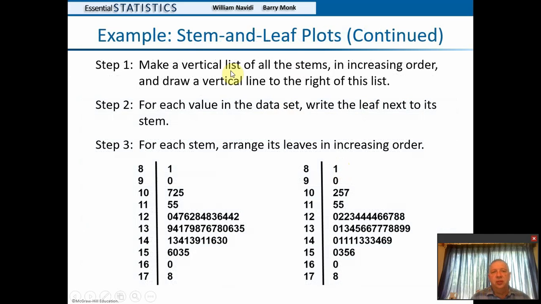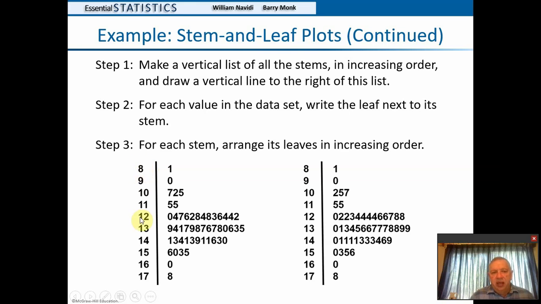So this is what it's going to look like. We're going to make a vertical list of all the stems in increasing order and draw a vertical line to the right of this list. For each value in the data set, write the leaf next to its stem. For each stem, arrange its leaves in increasing order. So basically, I'm going to go through all the data.